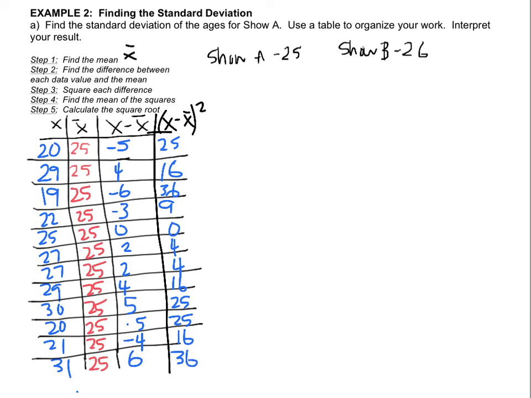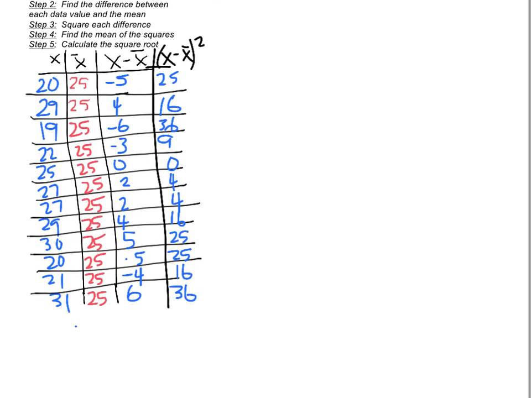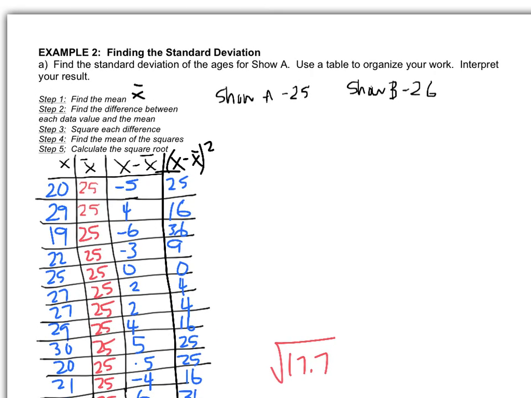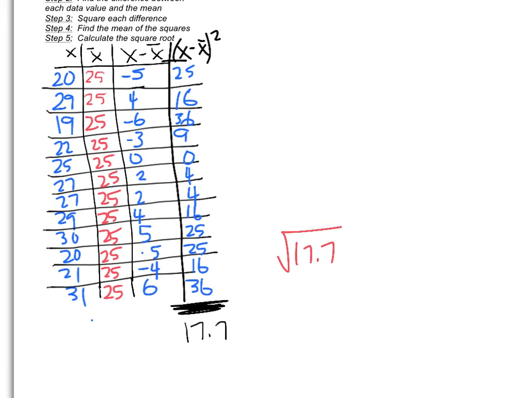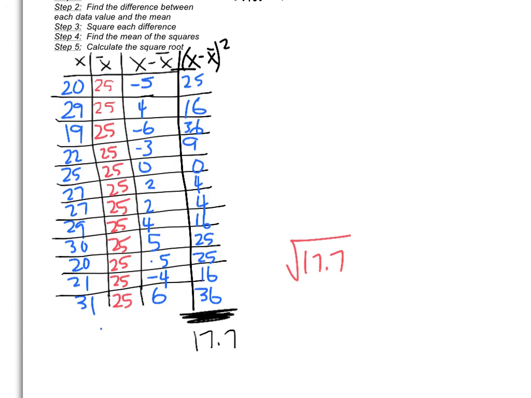All right, now the next part of the formula is to take these values, add them up, and divide by the quantity. So I have 12 values. So what I'm going to do is add up this column and divide by 12. So now I got 17.7, and then the final step is just to take the square root of 17.7, and then, do they want me to round? Nope, it doesn't say to. So usually you go to the tenth, so that is around 4.2.